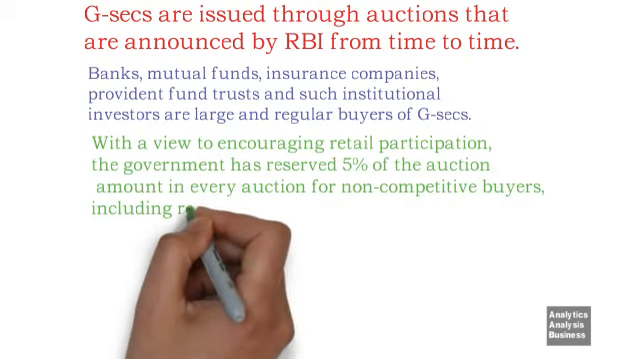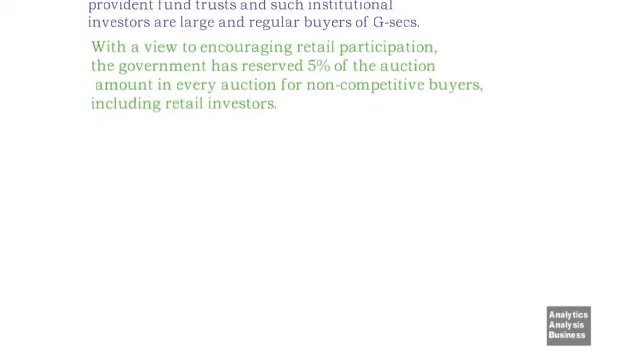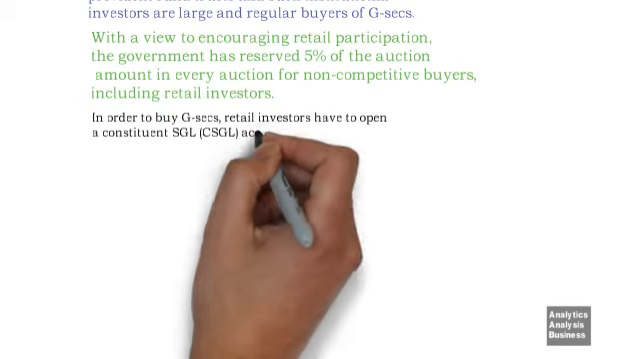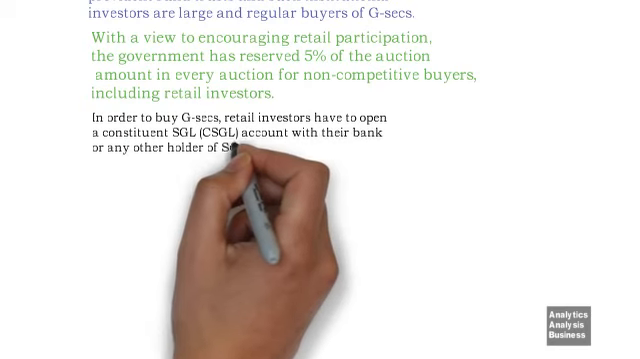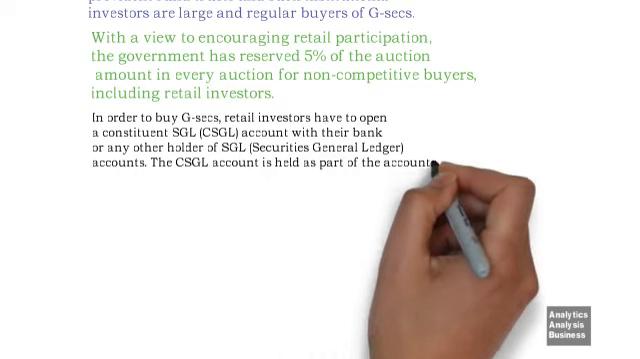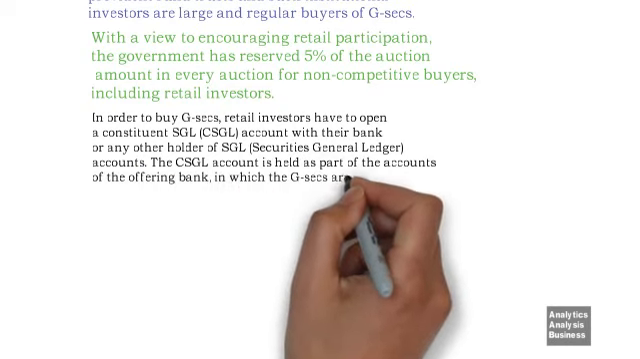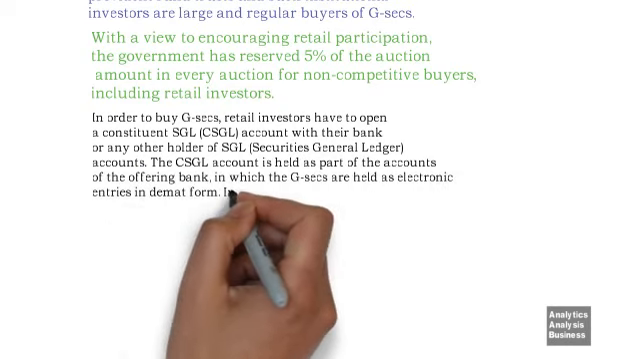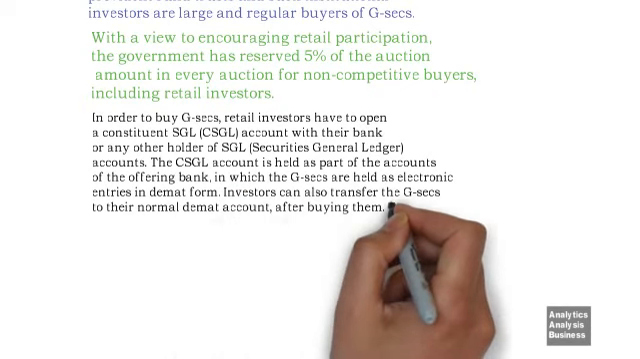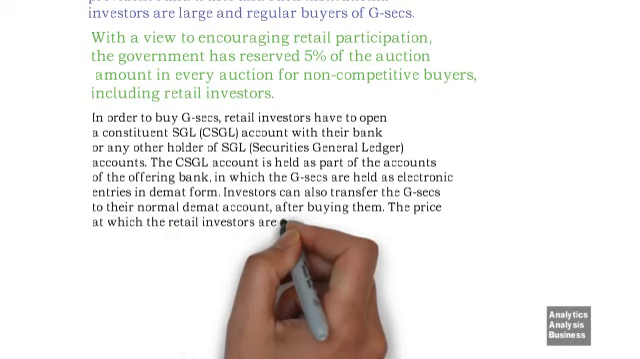In order to buy G-secs, retail investors have to open a constituent SGL, CSGL, account with their bank or any other holder of SGL, Securities General Ledger, accounts. The CSGL account is held as part of the accounts of the offering bank, in which the G-secs are held as electronic entries in demat form. Investors can also transfer the G-secs to their normal demat account after buying them.